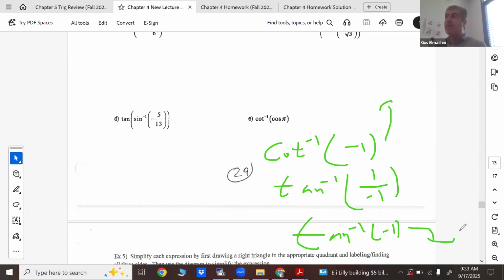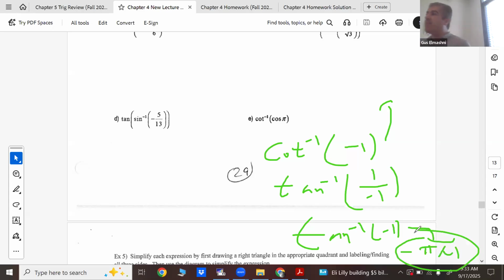Inverse tan of -1, I know that happens in Q2 and Q4, but I'm going to give the answer in Q4 because that's the default range for inverse tan, from negative pi over 2 to pi over 2. So I give the answer as negative pi over 4, even though I know tangent of 3 pi over 4 is -1. But I have to give the answer like this.